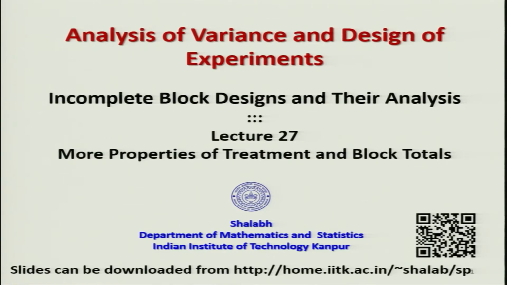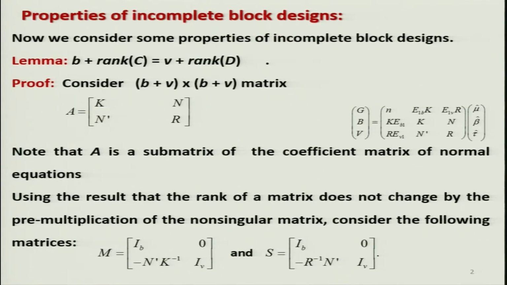Let me take these properties one by one and explain the interpretation and the intricacies that they are going to solve. The first property is about the ranks of the matrices C and D with their connection to the number of blocks and number of treatments. The first lemma is b plus rank of C is equal to v plus rank of D, and you will see how this result helps us understand a very important result. First, the proof of this result, which is very simple.